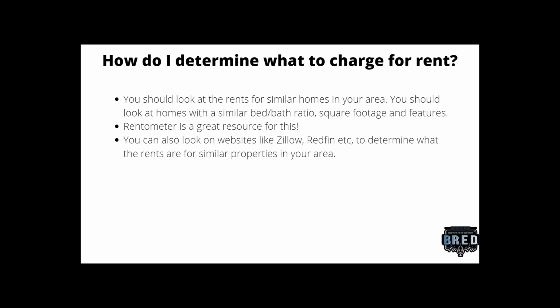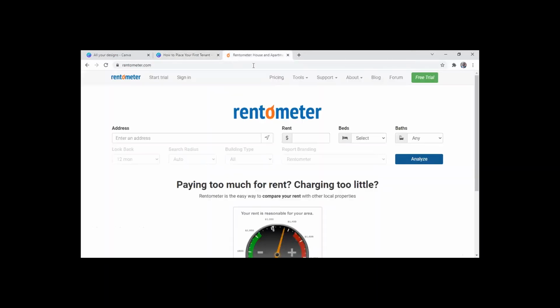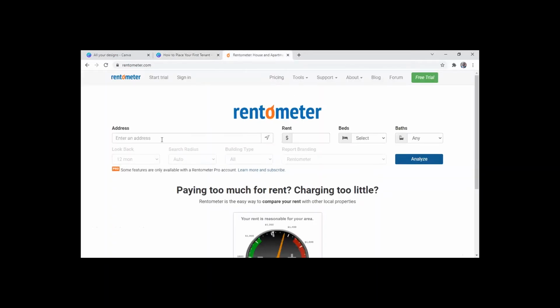And also just looking on different places, like anywhere you would look for an apartment or a home to rent, you can look in those places for your market, and it'll show you what you can charge. So I'm going to go into Rental Meter really quick, just in case some of you may not be familiar with Rental Meter. So let's enter an address.